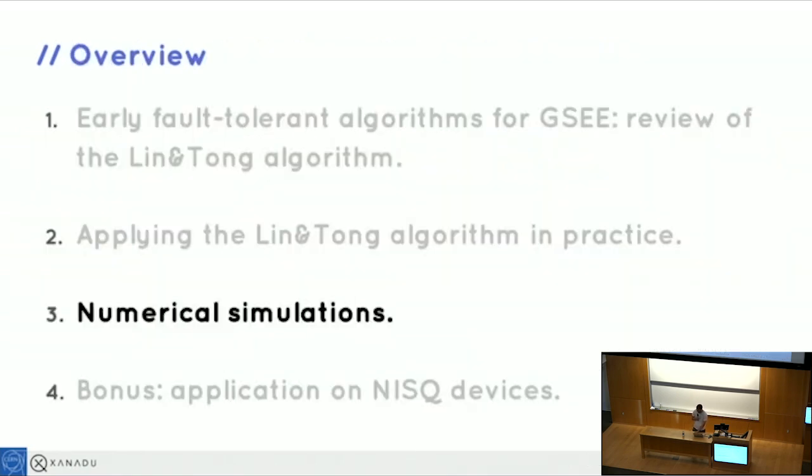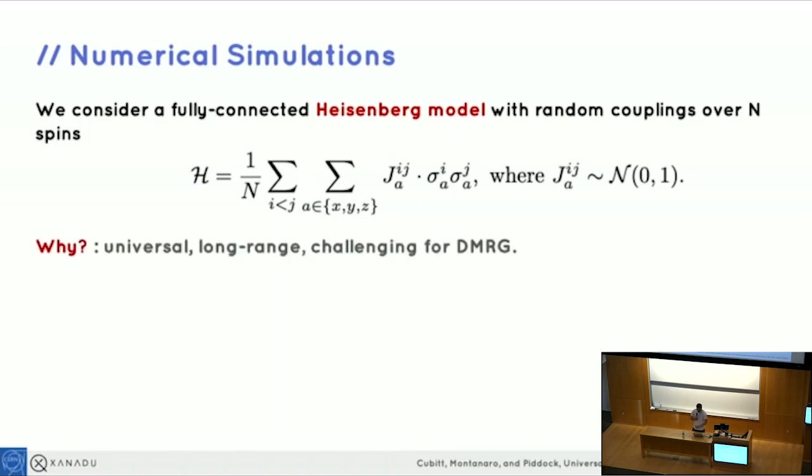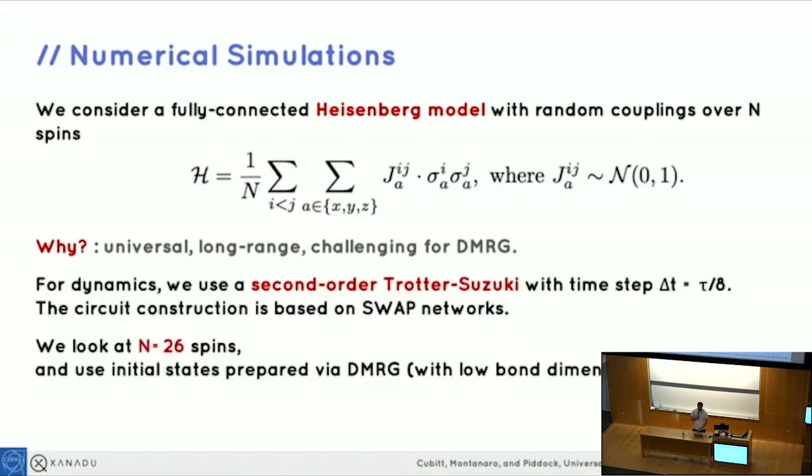Okay, so I think we have enough of this. We want to see how this performs. What we're taking here is a simple Heisenberg model, fully connected, with random couplings and 26 spins, if I remember correctly. We want something which is challenging for geometry. This is why we also take a fully connected model. And for the dynamics, we use simple Trotterization using a subnetwork.